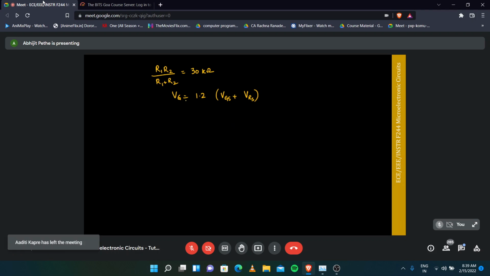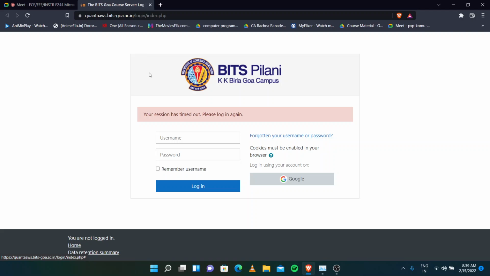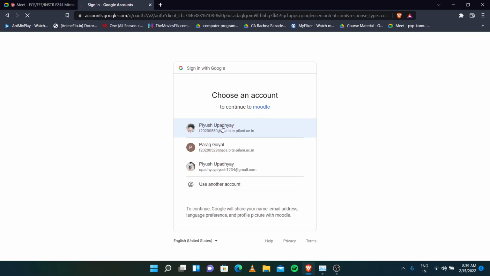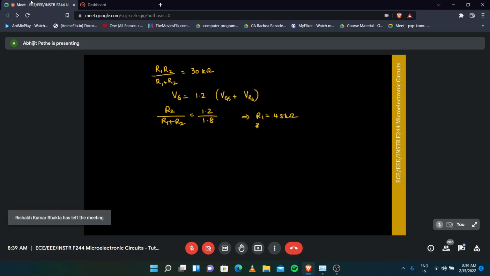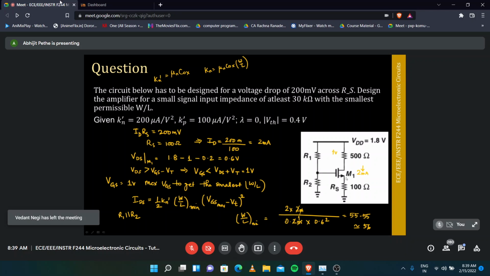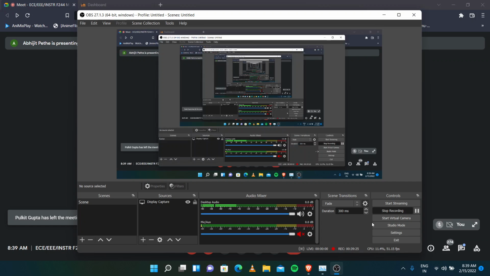And so I have two conditions. R2 by R1 plus R2 is nothing but 1.2 by 1.8, so 1.2 volts has to drop across R2. That essentially gives you R1 as 45 and R2 as 90. So that's going to be the design: R1 is 45, R2 is 90, and the size of the transistor is 56. So can you go to the next slide?